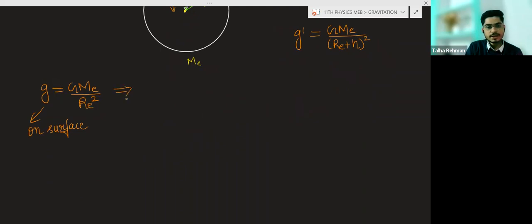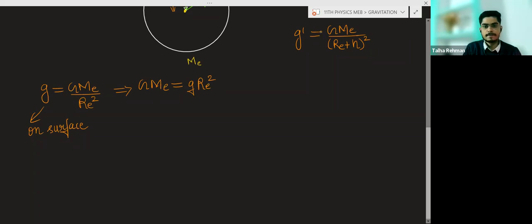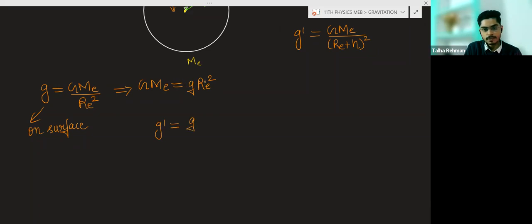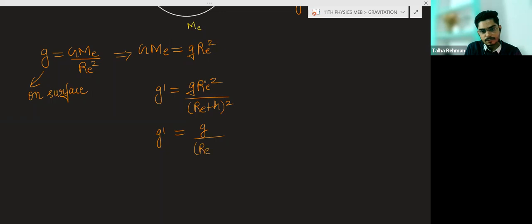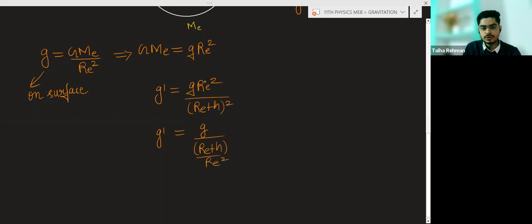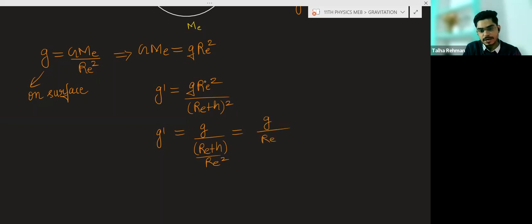So from this equation we can find the value of G into ME, and that will be equal to g into RE square. Now put this value of G into ME in this equation. So g dash can be written as, instead of this G into ME, we will put g into RE square divided by RE plus H whole square. I can write this expression like this: g divided by RE plus H divided by RE, whole square.